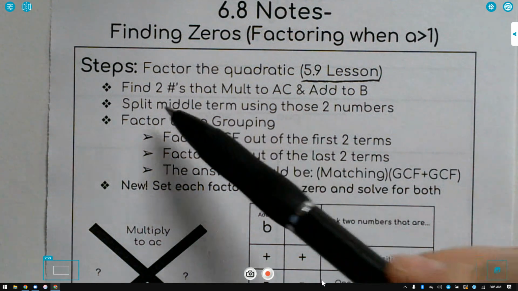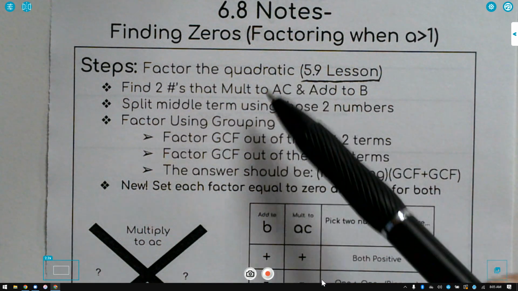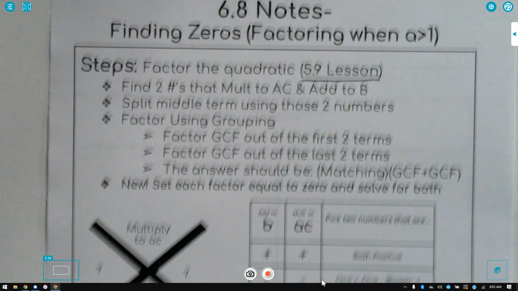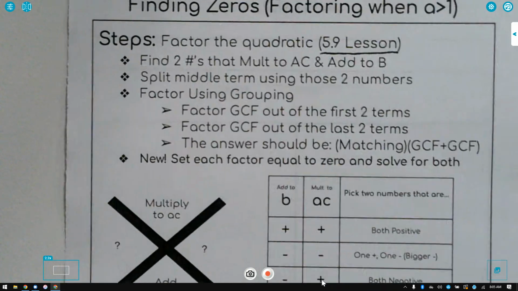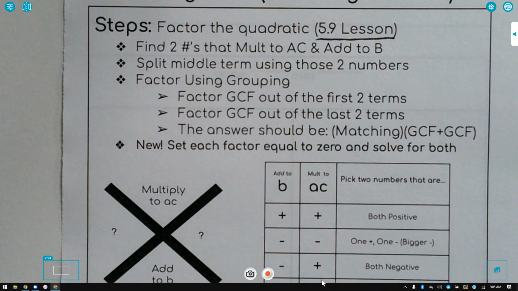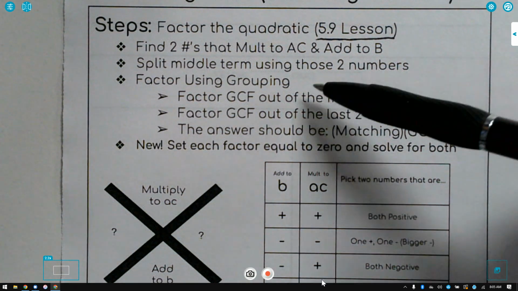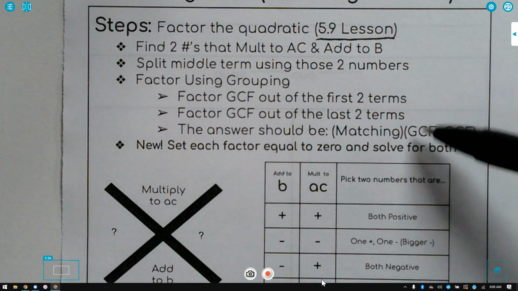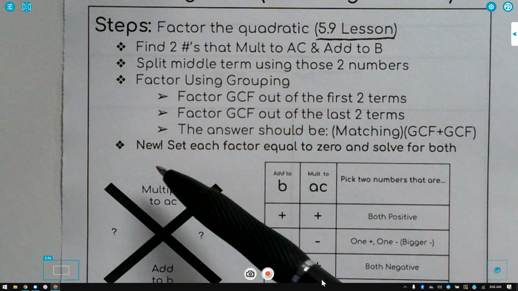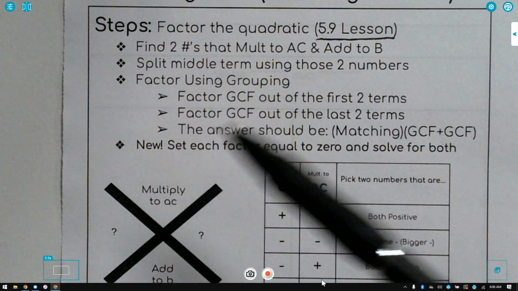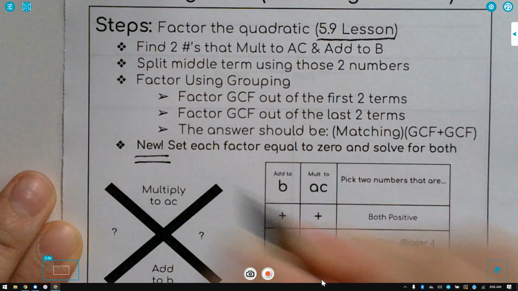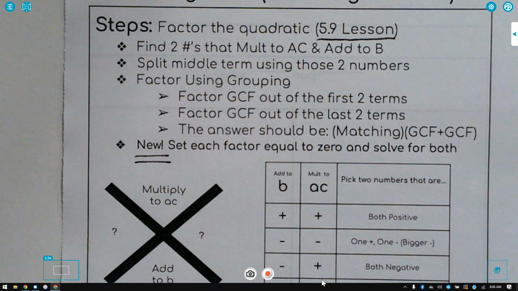We found the two numbers that multiplied together to AC and added to B. We used this big X for that. Then we split up our middle terms. We factored by grouping, which we have our steps of factoring by grouping there. And then the new part of this, just like how when we factored in 6.4, we set them equal to 0 and solve, we're going to set each of our factors equal to 0 and solve them out. So we've got an example here.